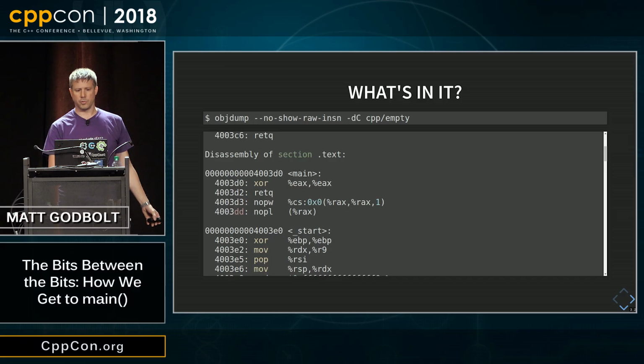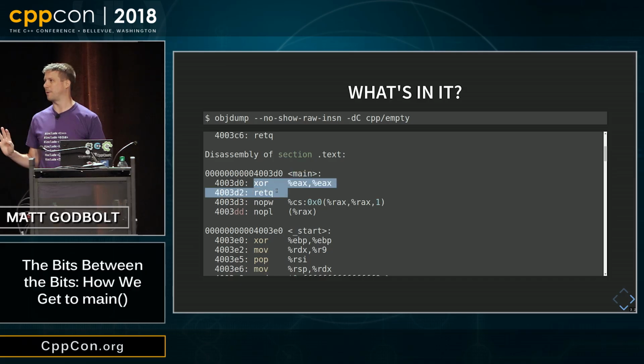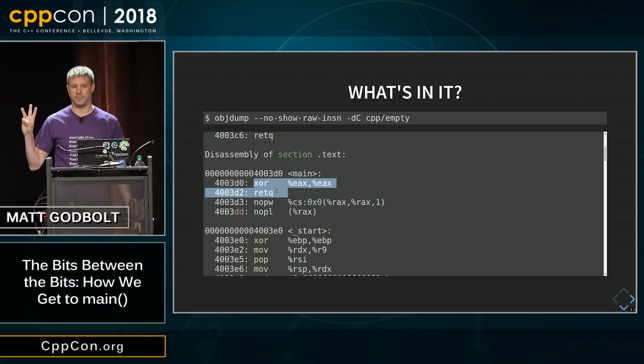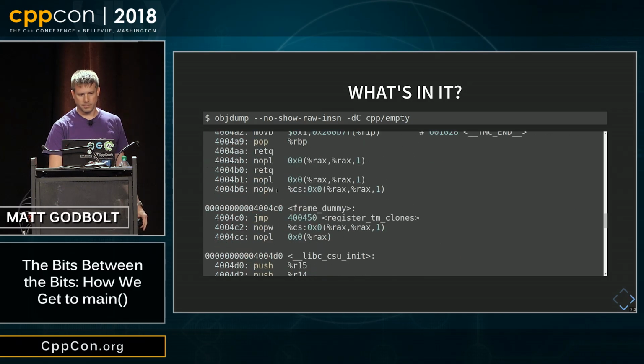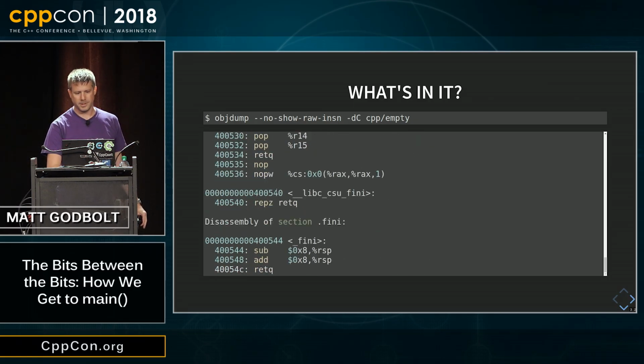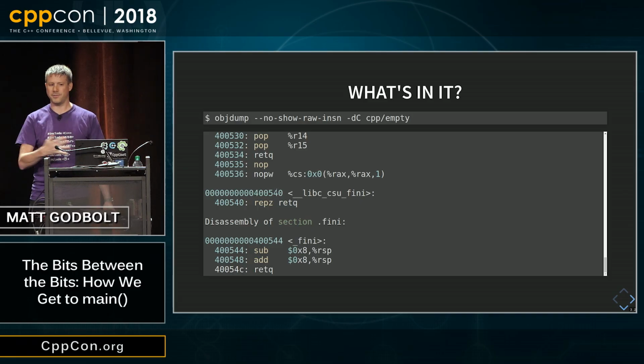Here is a function called main, and it has xor eax, eax; ret. Now that's what I was expecting to see. 3 bytes, right? xor eax, eax is 2, and ret is 1. Brilliant. But what the heck is all the rest of this stuff? _start, pages and pages and pages. I didn't write this, but it's actually not that much.